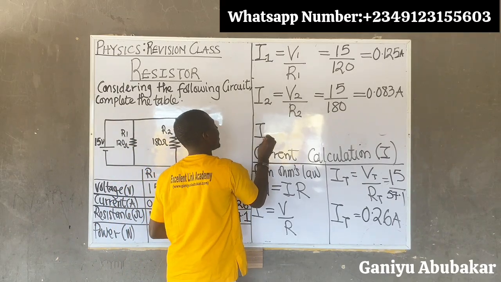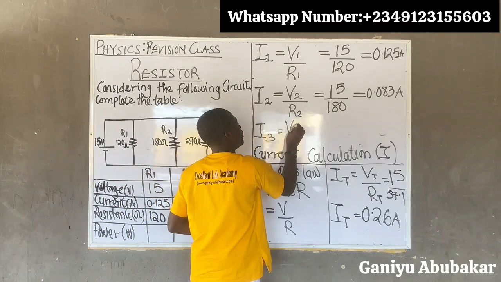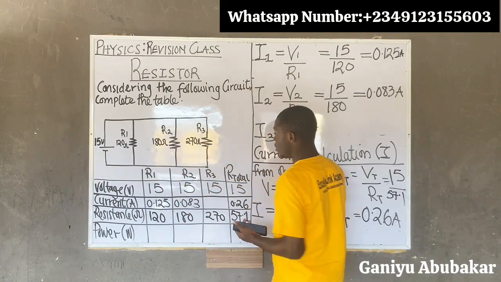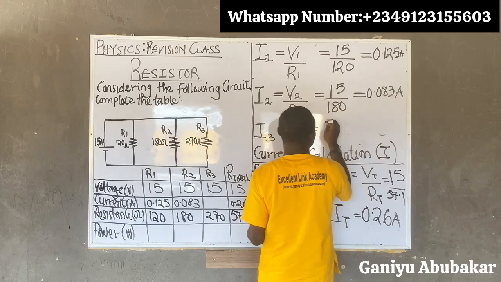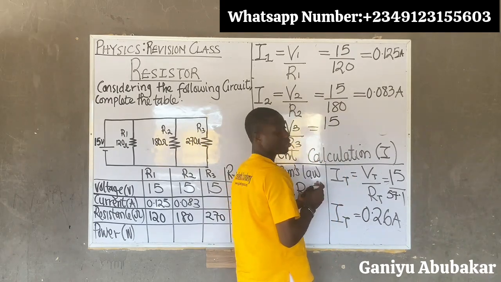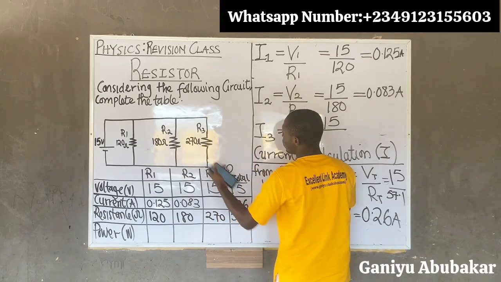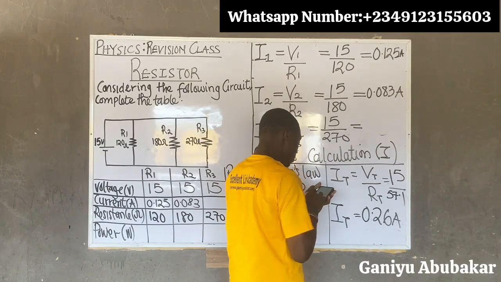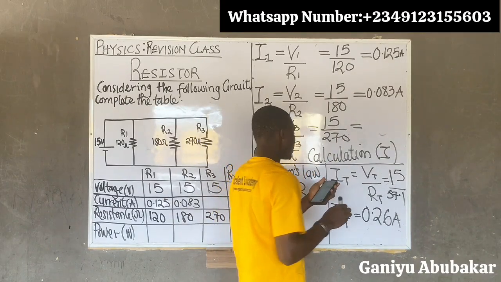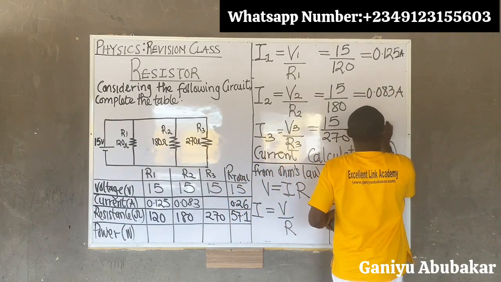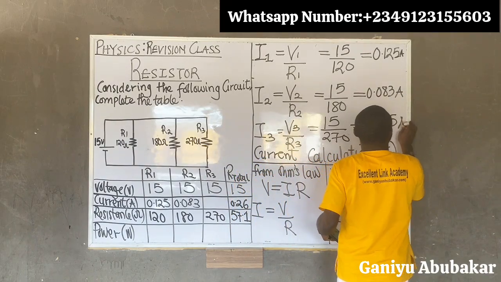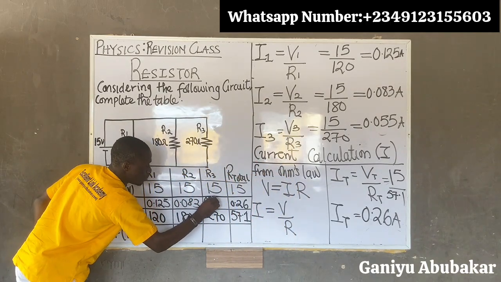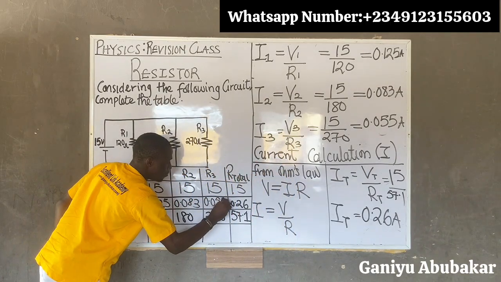Let's get I3 please. I3 is equal to V3 over R3. What's V3? V3 is 15 because they share the same voltage all over. What's R3? That's 270. So 15 divided by 270 gives you 0.055 ampere. So coming here, I have 0.055 ampere.